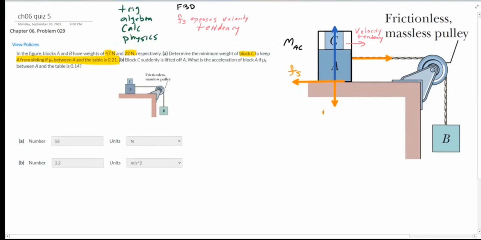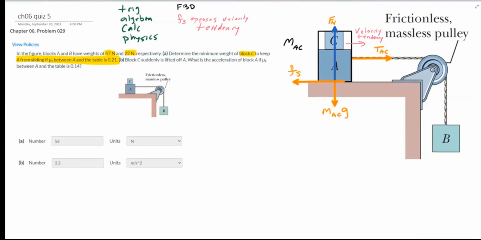All right, so this is static friction force. This is M_AC times g, the weight of block AC. Up here, this is my normal force. Got it. This is my tension force acting on AC. I'm done with the free body diagram for block AC.